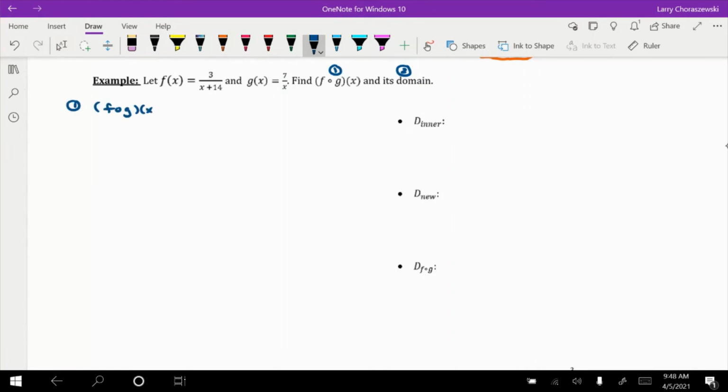F of g of x. So what we're going to do is plug the expression 7 over x into the function f. So wherever we see x in the function f, we're going to replace it with 7 over x. And that would be right here. So we end up getting 3 over, instead of x plus 14, it's now 7 over x plus 14.